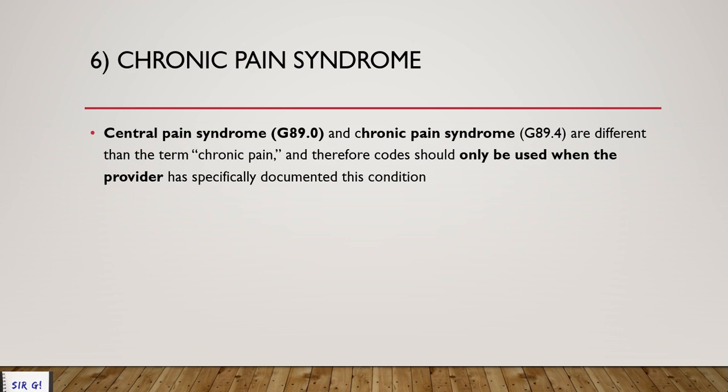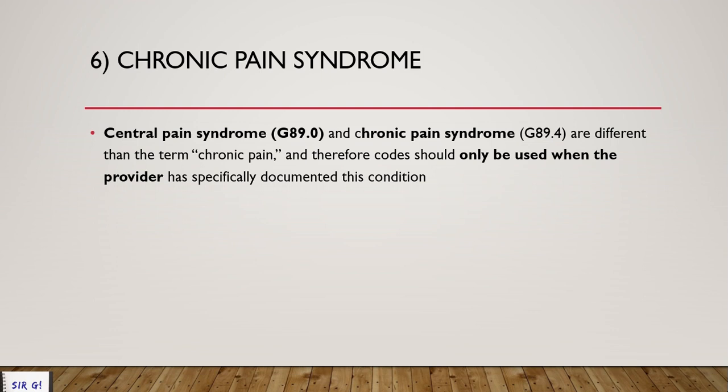I think this is the last guideline in your chapter 6, chronic pain syndrome. I encountered a lot of this. G89.4. You can only code from the guideline here. Central pain syndrome is G89.0, and chronic pain syndrome, G89.4, are different from the term chronic pain. That's what I'm telling you guys, because most of the time, the physician documents chronic pain. Huh? What's chronic pain? What's the G89?